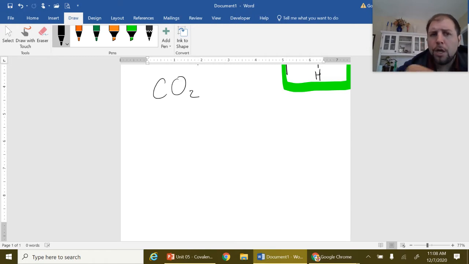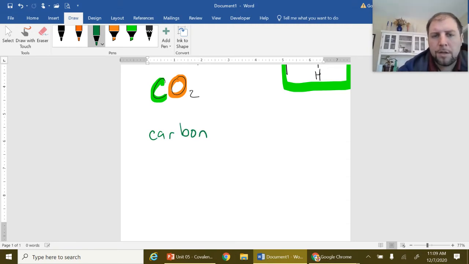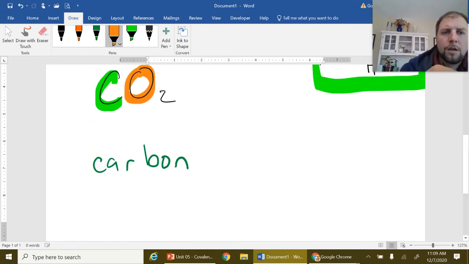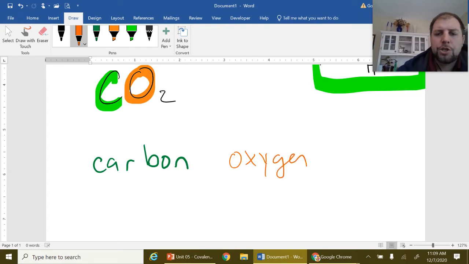So here are the rules. You write the name of the first element, carbon. Then you write the name of the second element, changing its ending to ide. Let me write this more neatly. Carbon. You write the name of the second element, but change its ending to ide. So instead of oxygen, you would change it to oxide.